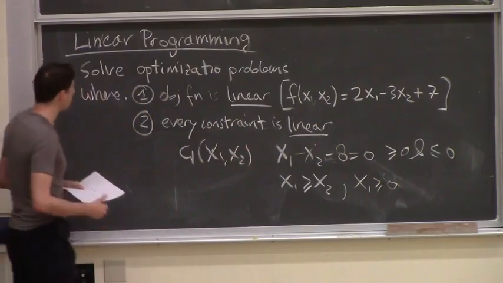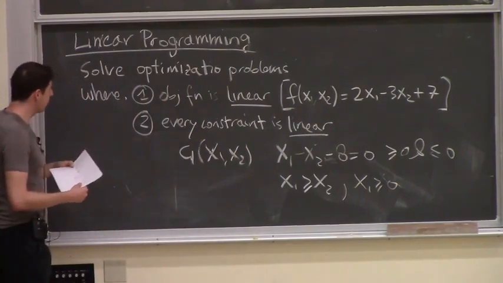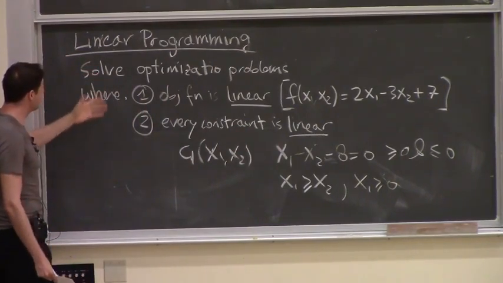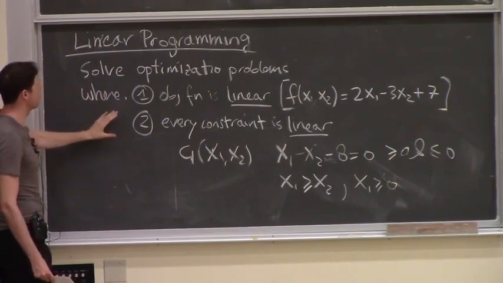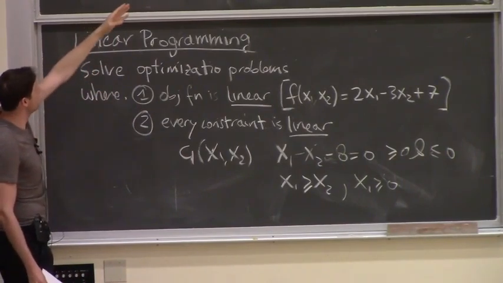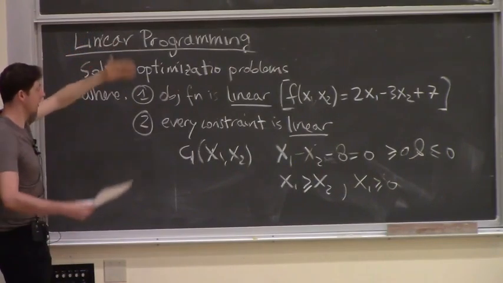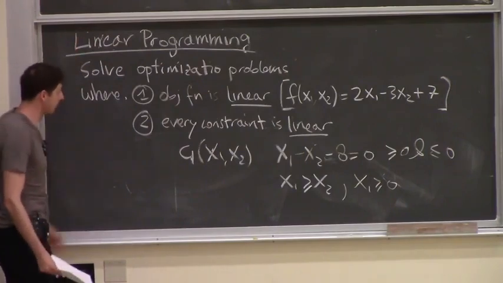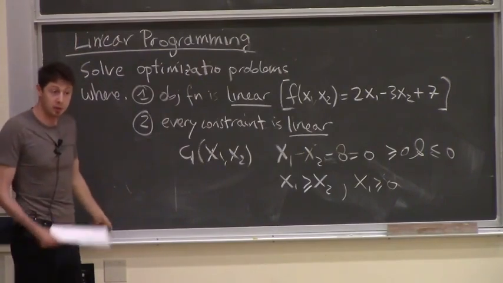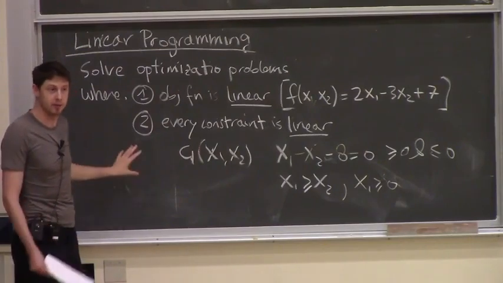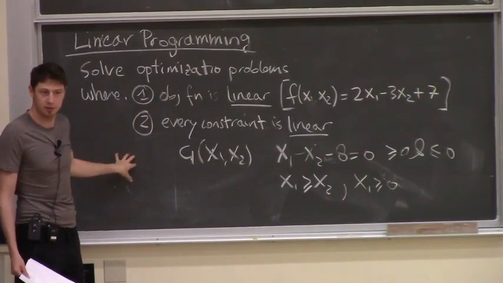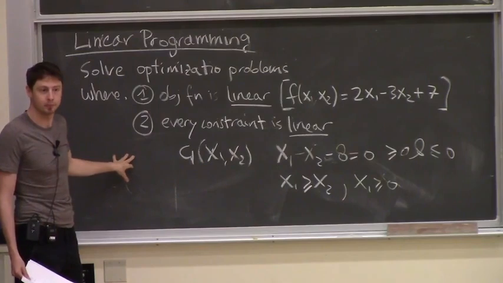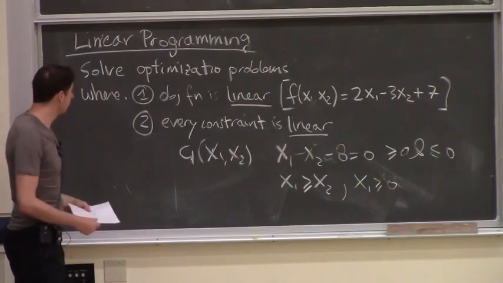Okay? So linear programming is basically going to solve optimization problems where the two things that we have up there, the objective function and all constraints, are linear functions. The variables are just variables. Does it make sense? Now we're going to go through an example. Okay? But is the abstract definition clear? Good. Alright.